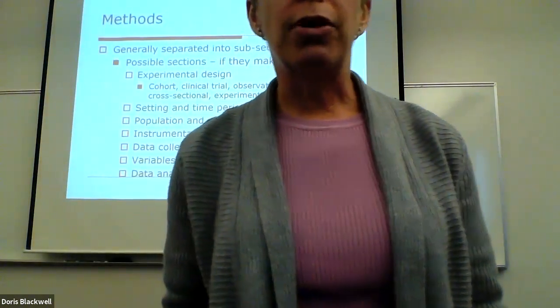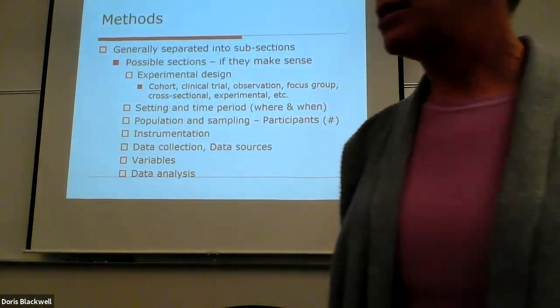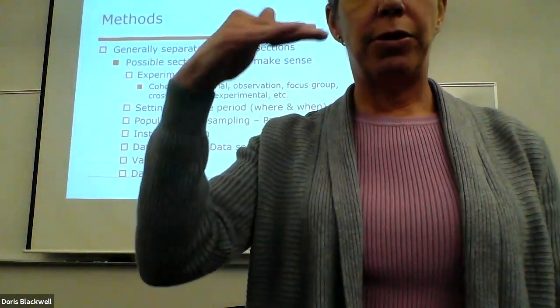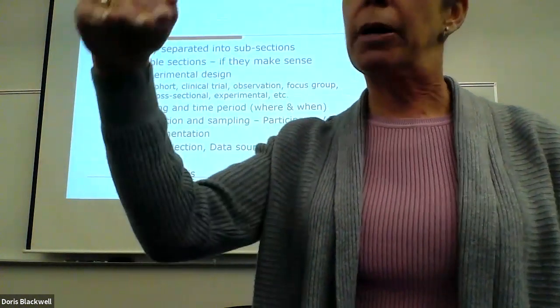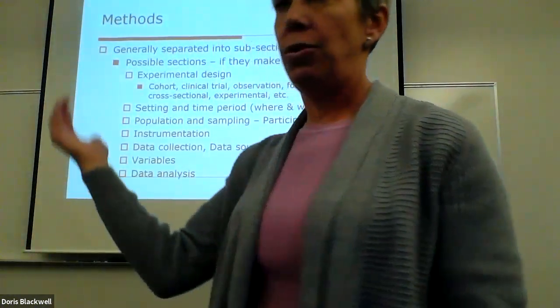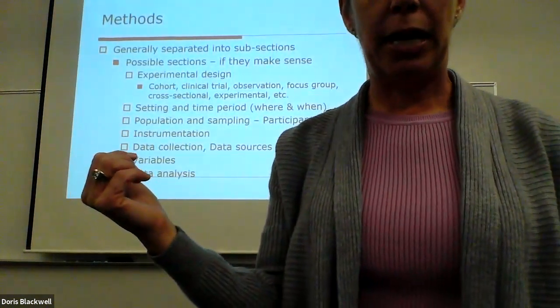Our methods are generally separated into subsections. And so, if it makes sense for your paper, you might want to think about subsections with subsection headings being like, what was your experimental design? So did you do a cohort study over a period of time? Did you do a randomized controlled trial? What sort of experimental design did you use?